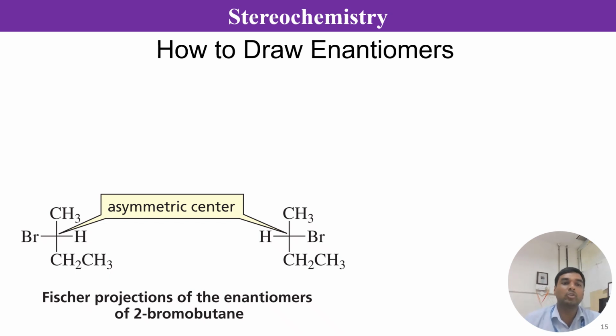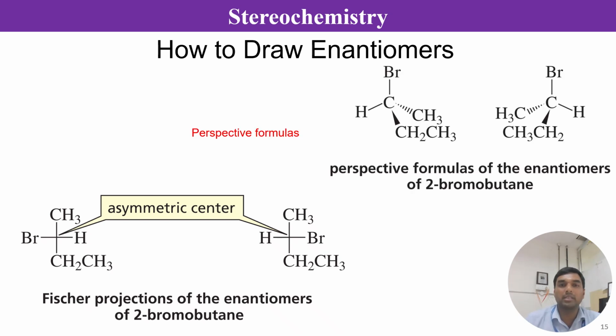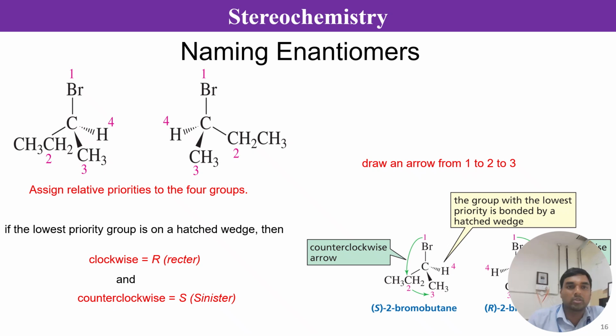So how to draw enantiomers? Basically, this is a Fischer projection formula of 2-bromobutane, and you can put the mirror image. You can get the corresponding enantiomer. Now, how to define this configuration? That is called absolute configuration.